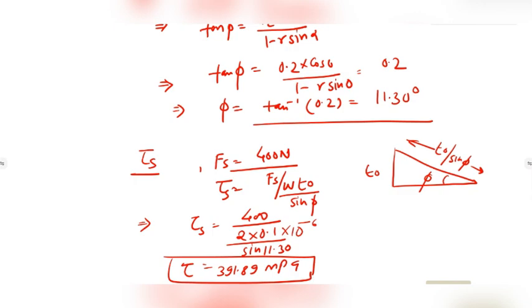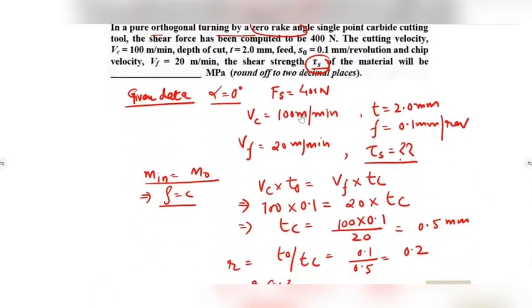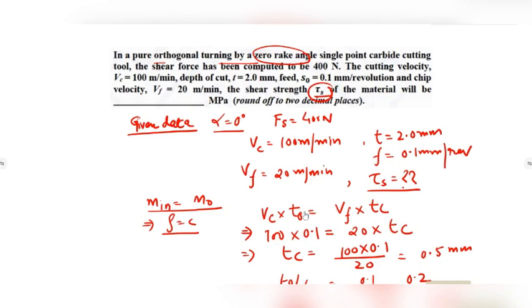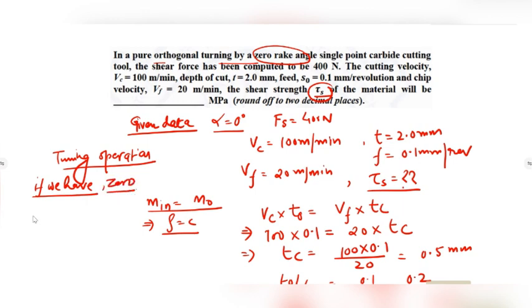So the same was asked in this problem. So it is a turning operation where zero rake angle was given, Fs value was given. So basic questions are being asked in the GATE examination. One thing we had to remember in this is that in any turning operation, if we have zero rake angle and orthogonal cutting, then in this case the value of feed will be the value of uncut chip thickness, and the value of depth of cut will be equal to the width of chip. So we have to keep this important in this.